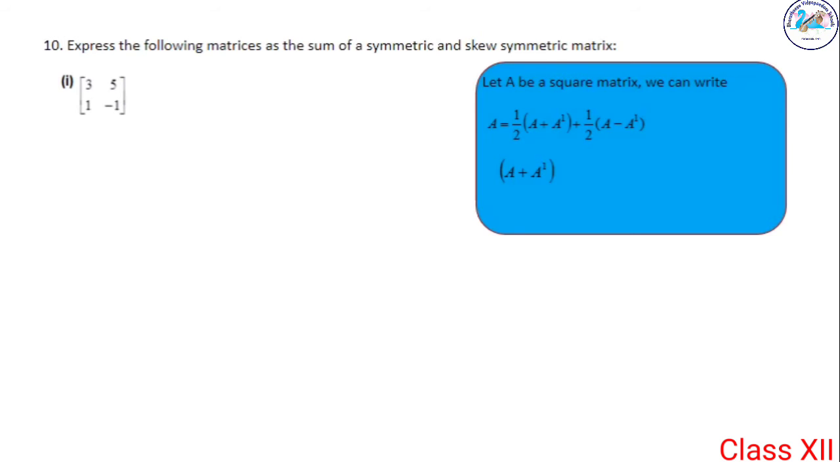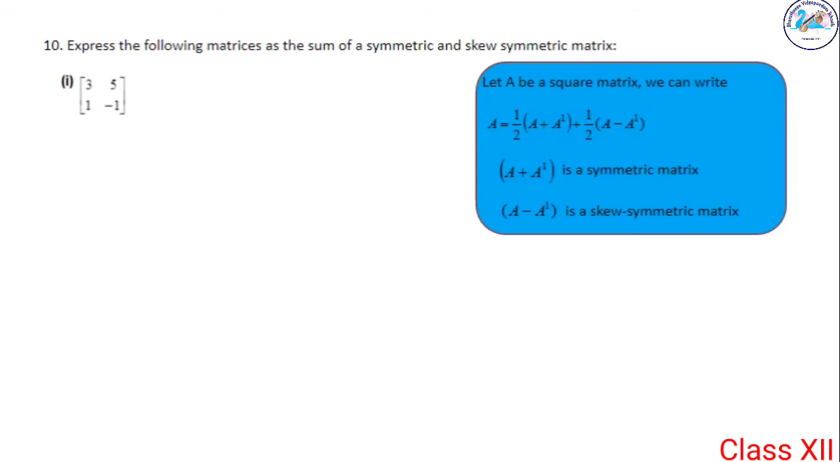there 1 by 2 A plus A transpose and 1 by 2 A minus A transpose. So here in 1 by 2 A plus A transpose, A plus A transpose is a symmetric matrix. Okay, in the previous question we have calculated that one, and the next, A minus A transpose, that is a skew symmetric matrix. Okay, so when you write A as 1 by 2 into A plus A transpose plus 1 by 2 into A minus A transpose, remember, in this, A plus A transpose is a symmetric matrix and A minus A transpose is a skew symmetric matrix.